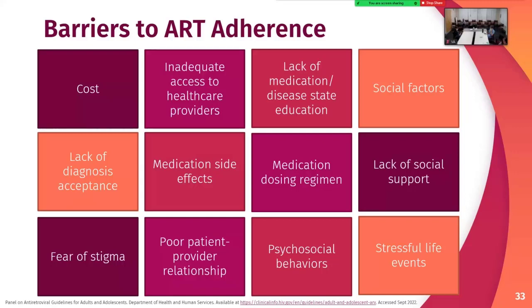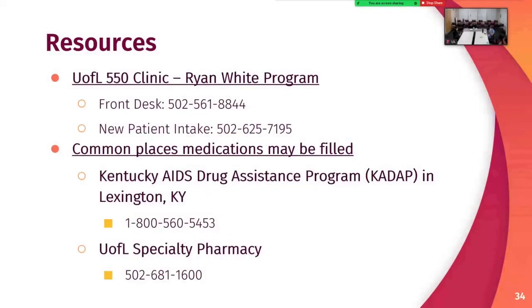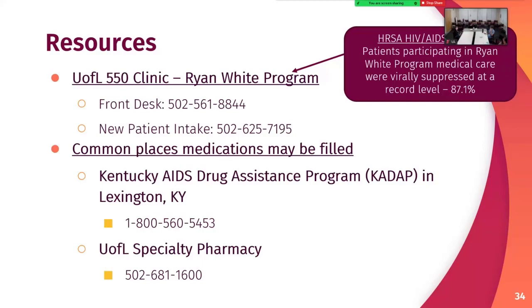It's important to identify these barriers on why they're not taking their ART therapy and try to help resolve some of these issues. We do have some resources here at U of L. One of our biggest ones is going to be our outpatient 550 clinic. This is called the Ryan White program. One interesting thing is that a study found that patients participating in the Ryan White program had a much higher rate of being virologically suppressed, about 87.1%. So if we can get these patients in the 550 clinic, it's going to be really helpful for controlling their HIV. I listed the front desk number and the new patient intake number for you all in case you have a patient that's diagnosed here and they need to be seen in the 550 clinic.